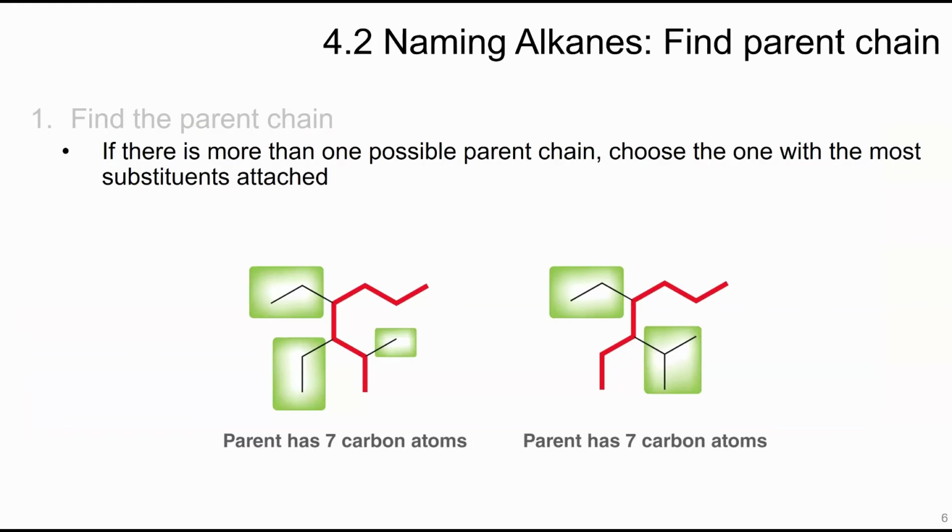After you find the parent chain, if there is more than one correct possible carbon chain, you want to choose the one with the most substituents attached. So a substituent is a branch that's coming off of here. So both of these have 7 carbon atoms as their parent chain, making them heptane. The one on the left here has 3 substituents, and this one has 2 substituents. And although it seems counterintuitive, you actually want to choose the one that has more substituents.